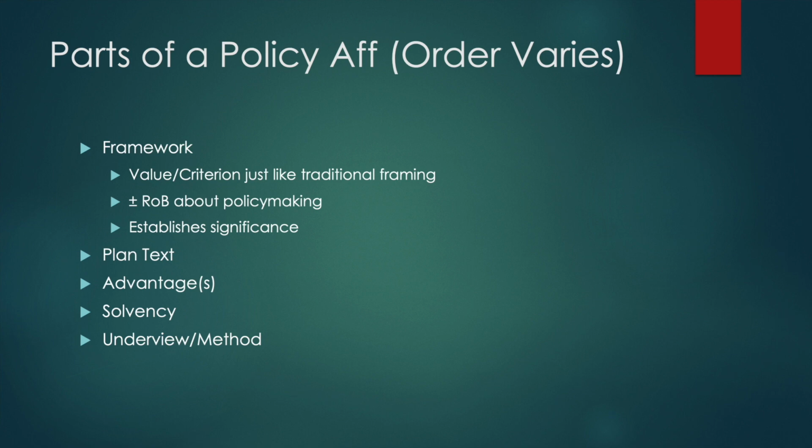So the first part that I'll talk about is framework. So just like any aff in LD, you're going to want to establish a framework through which we can view everything else, all the offense happening in the round. So it includes a value criterion, or better said, it can include a value criterion, just like traditional framing. Most often for policy affs, that's going to be a util criterion. And then plus or minus a role of the ballot about policy making, basically saying that the role of the ballot is to vote for the debater who provides the best policy option to address X kind of impact, right?